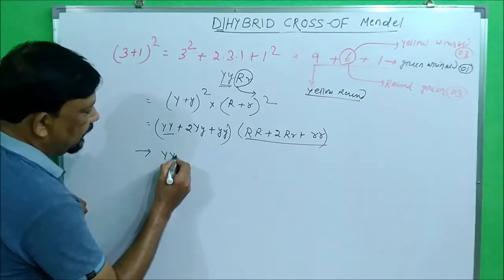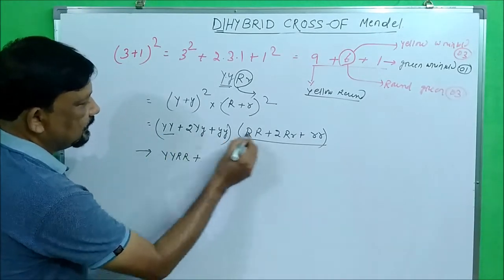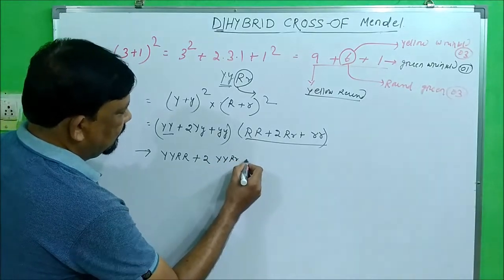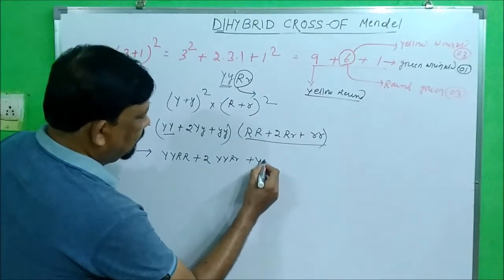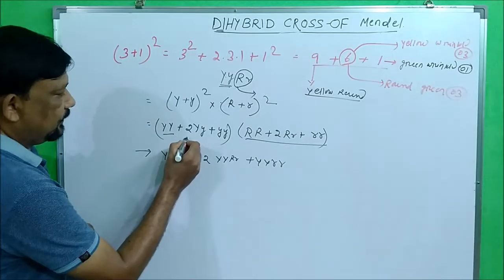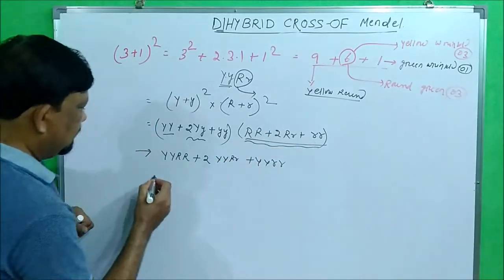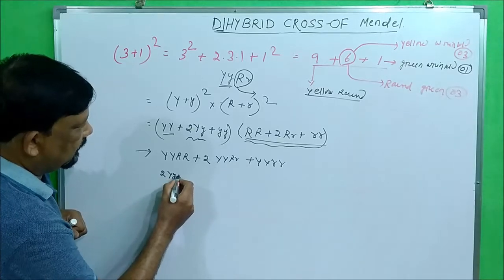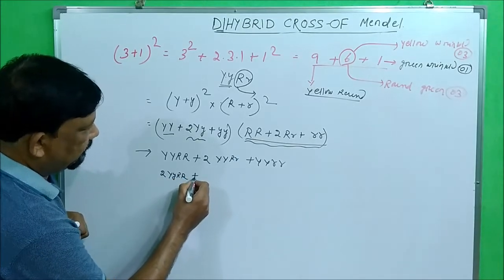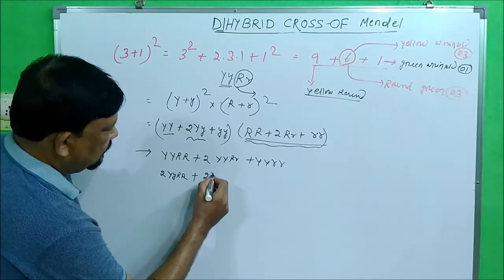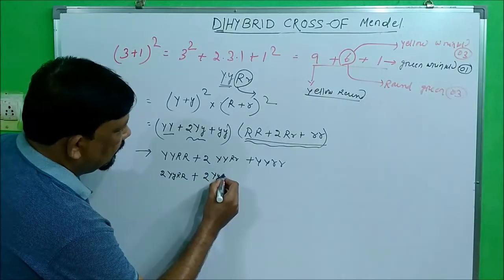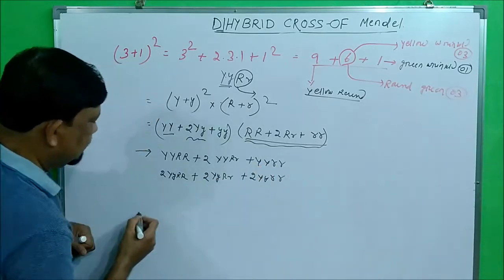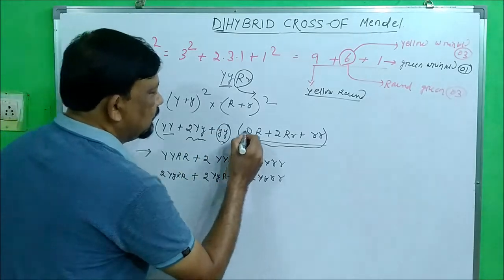So YYrr plus 2 YYrr plus YYrr. Next we will go with this and this, 2 YyRr plus 2 YYrr.